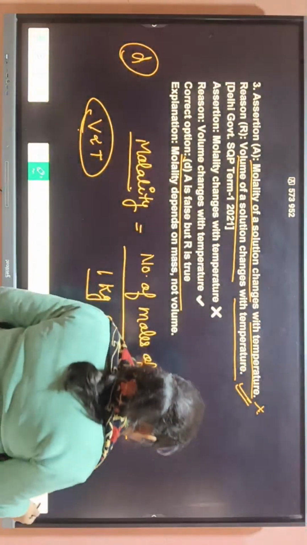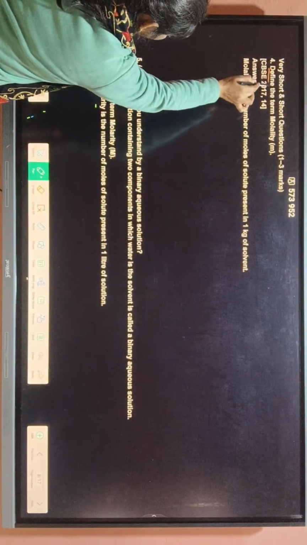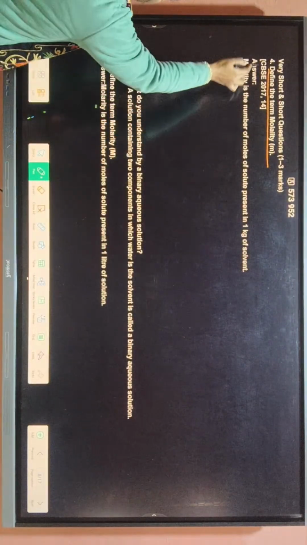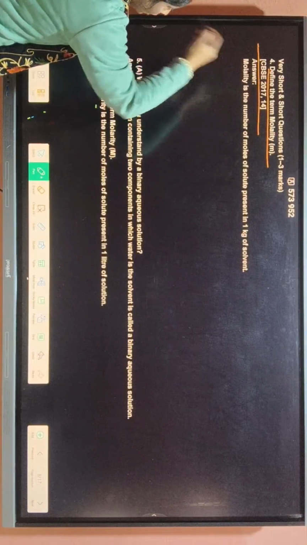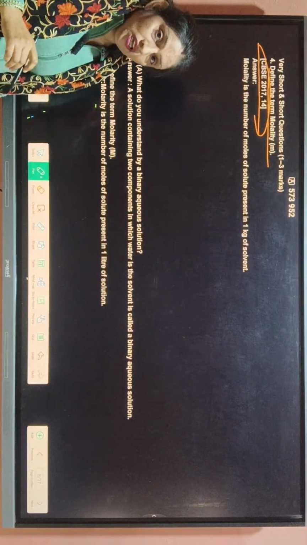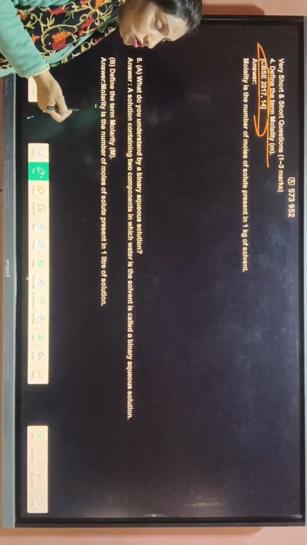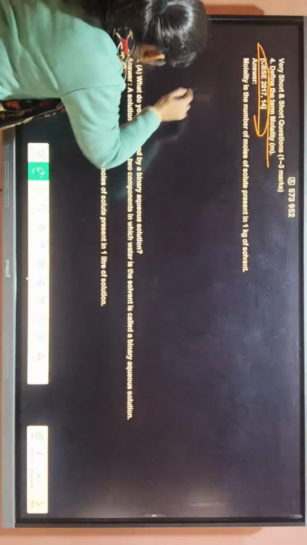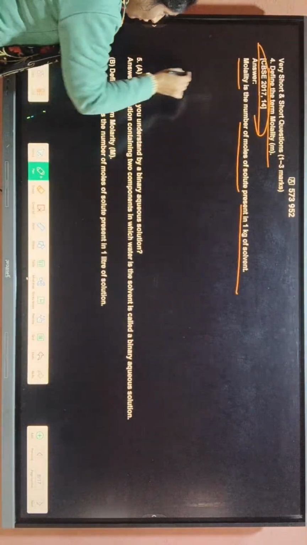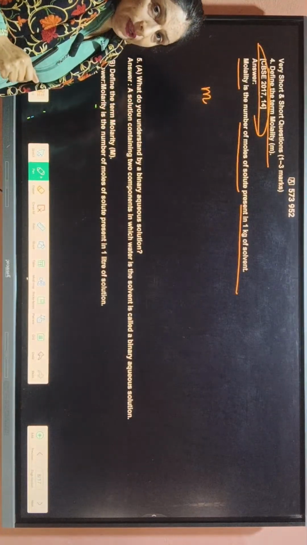Okay. So now students, let's move to the next question. Our question number 4. Define the term molality. Okay. So student, this question we already got in CBSE 2017 as well as in 14. Define molality. I already told beta what is molality. Molality means how many moles are dissolved in 1 kg of the solvent. So molality is number of moles of solute present in 1 kg of the solvent. Molality is denoted by small m.